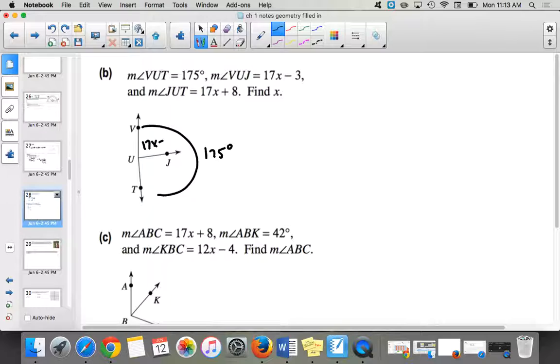VUJ is 17x minus 3, and JUT is 17x plus 8. So find x. It's the same idea. We're going to do 17x minus 3 added to 17x plus 8 has to equal the total angle of 175. All right, and we solve it out. We subtract that 5 over and get 170. So I have 34x equals 170, so x is equal to 5.